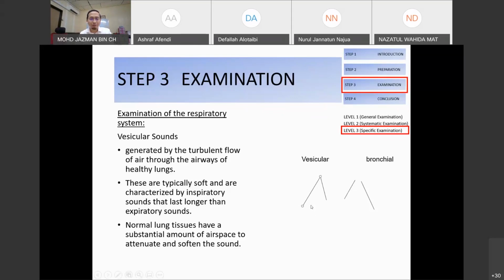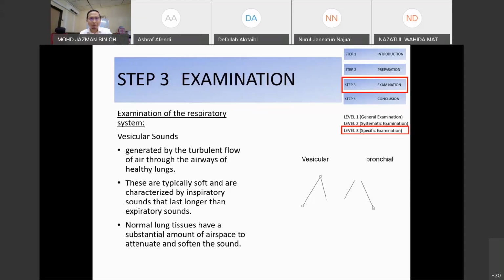So you can listen to yourself after this with your stethoscope. Definitely, for bronchial breath sound, the inspiratory phase is shorter compared to the expiratory phase. So the expiratory part sounds longer, or maybe as long as the inspiratory part. So that's the difference between these two breath sounds.